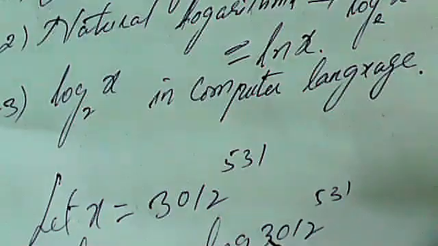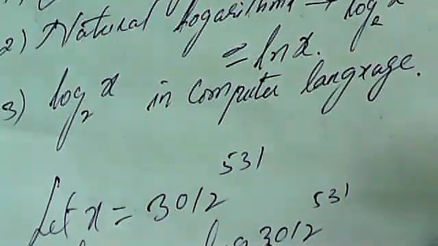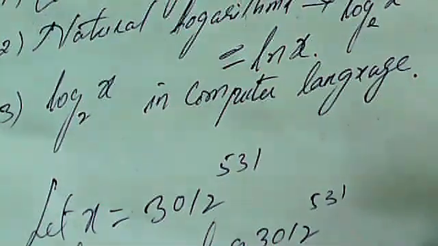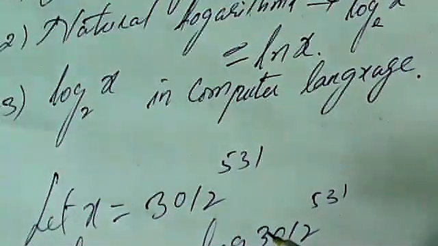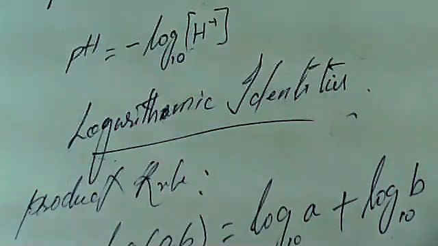Now let's see one more application of logarithm in chemistry. In chemistry, in acids and bases, we see the hydrogen ion concentration, that is pH. The pH value is defined as the negative logarithm of hydrogen ion concentration to the base 10. You know, it ranges from 0 to 14, where it reflects acidic, neutral, and basic character.